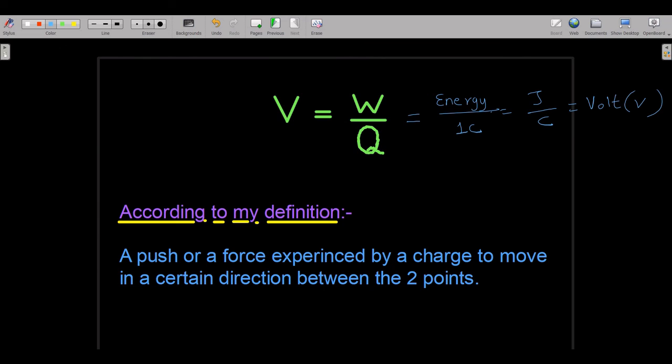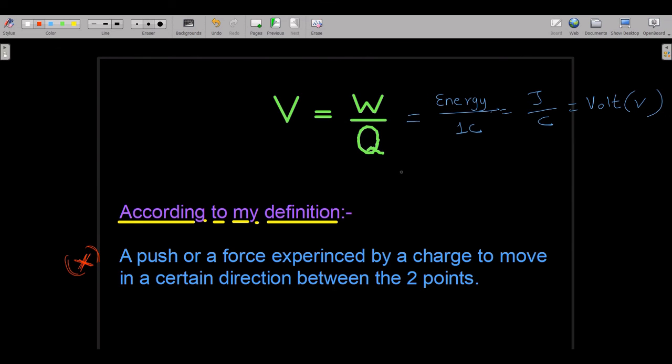This definition is basically made by me, but it is not at all scientific, so I won't recommend this particular definition, but surely it helps you boost your concept. I won't recommend you to write or remember this definition, but just by knowing it you get a little gist of what exactly voltage is. So: a push or a force experienced by a charge to move in a certain direction between 2 points.